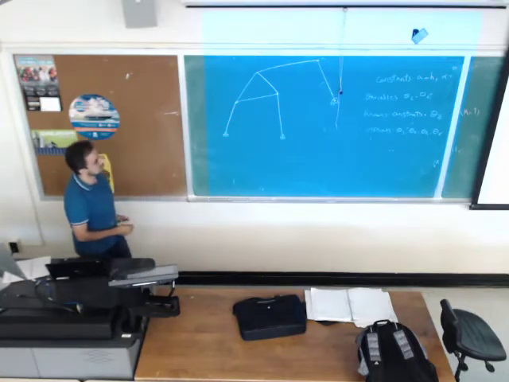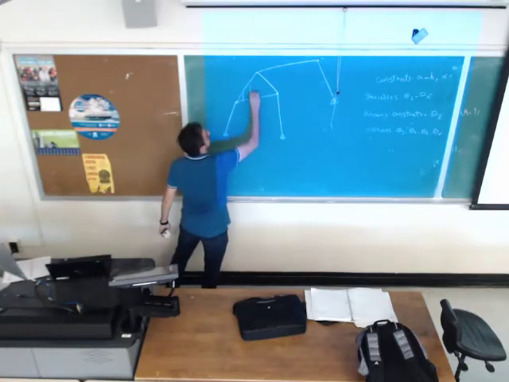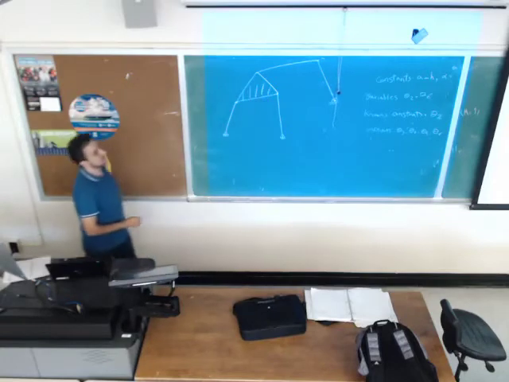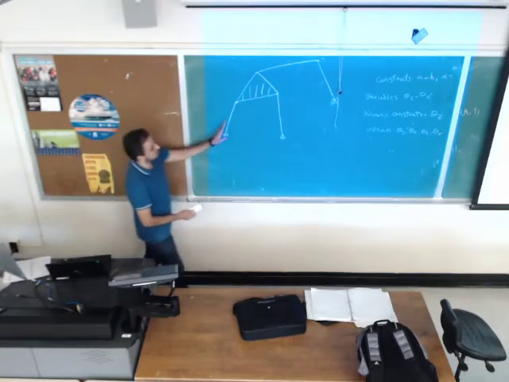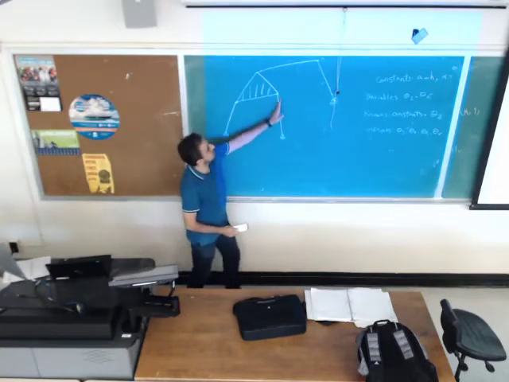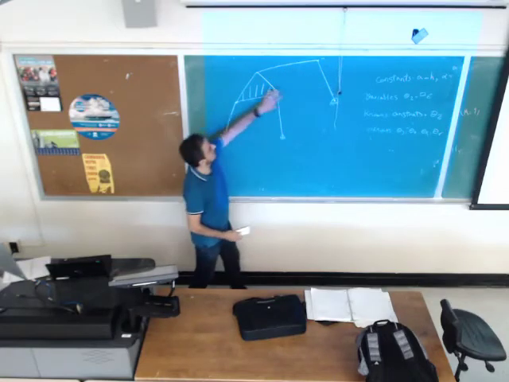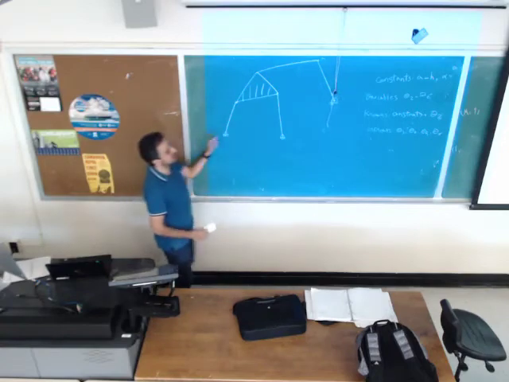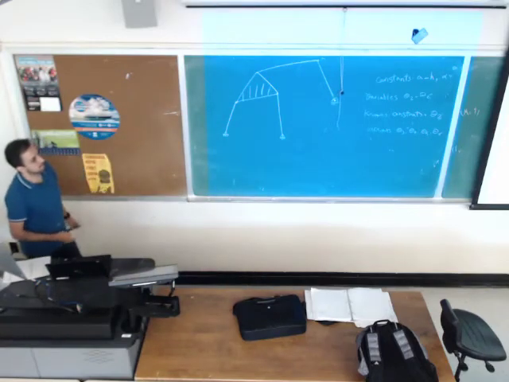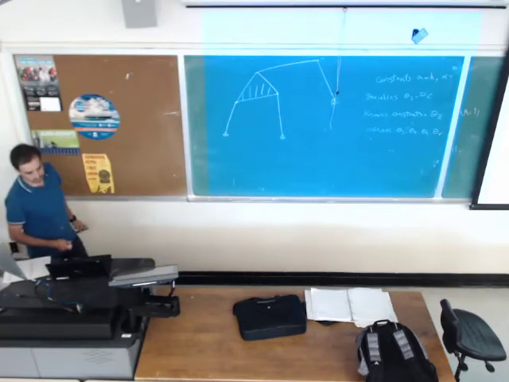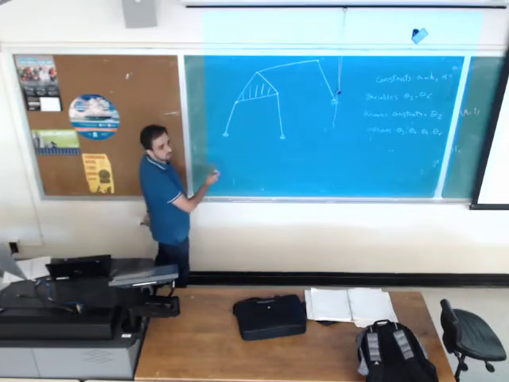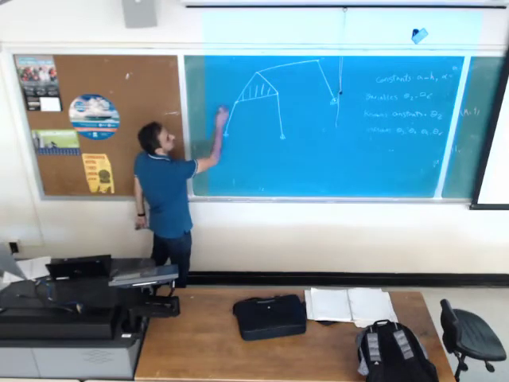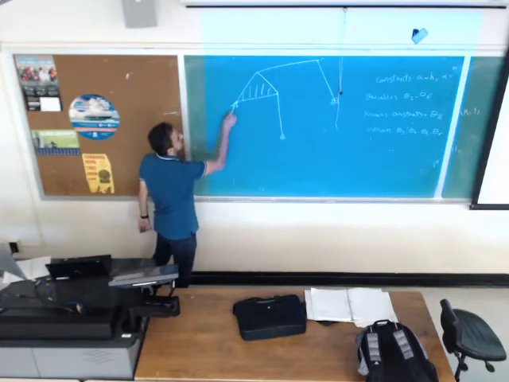So I'm gonna form the vectors. For this one, I put the arrow right here. For this one, I put the arrow right here. For this guy, it's gonna be right here. For this link, I put the arrow in this direction, and for this one, I'm gonna have the arrow at point D.